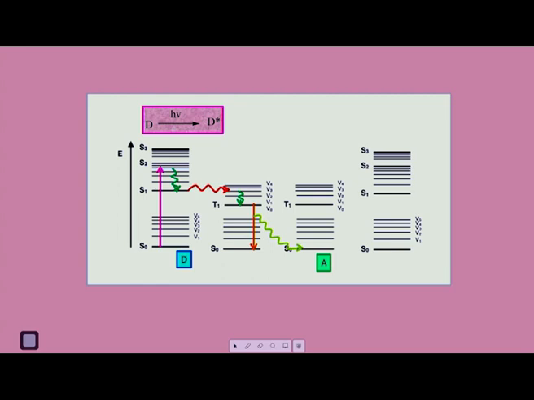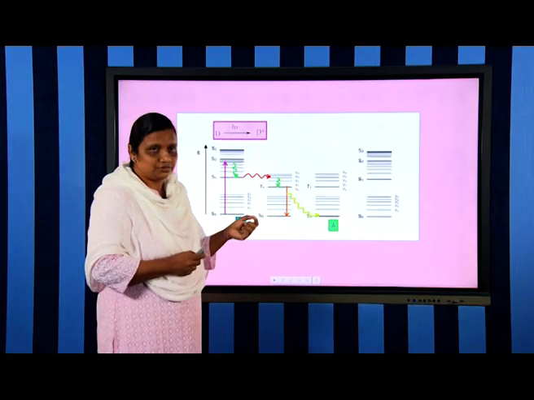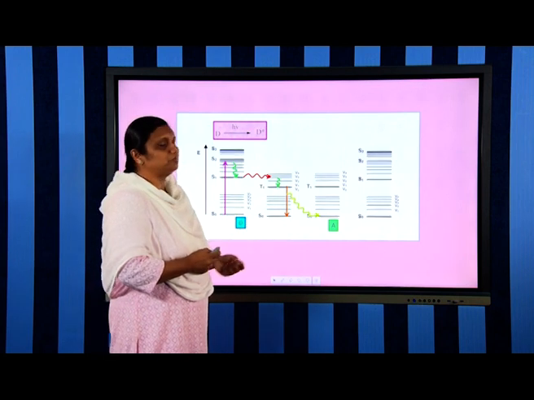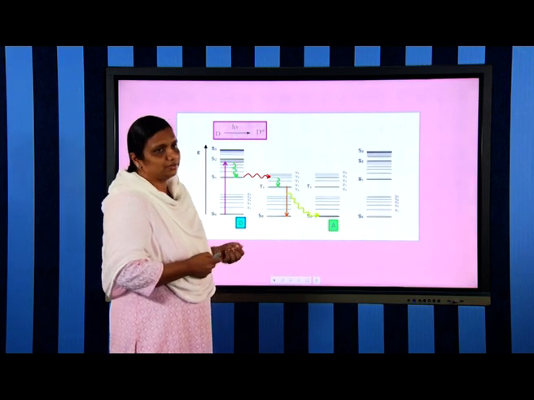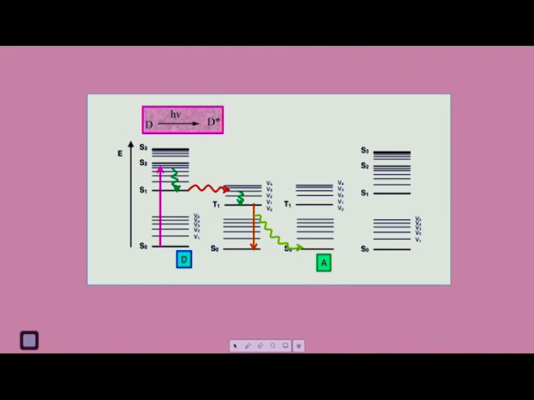And the donor goes to excited state, comes down to ground state with a release of energy, and that energy is accepted by the acceptor molecule or by the reactant, and you get back the donor, the D is obtained. So, D to D star and then D star to D is obtained, and then the acceptor gets excited, it goes to higher energy level and then product is formed.